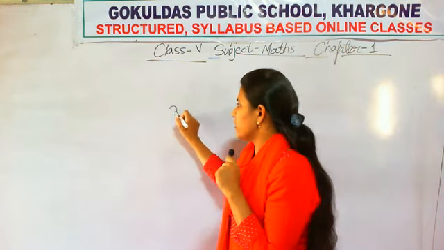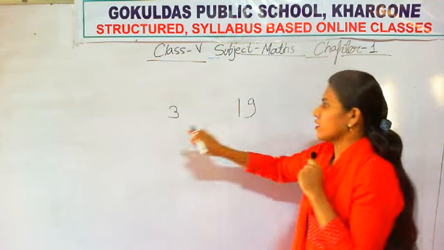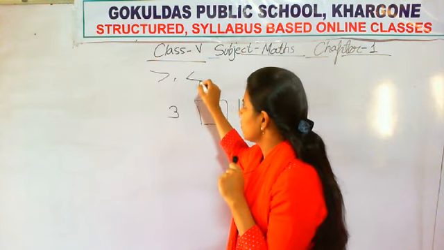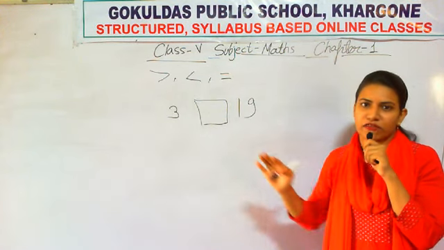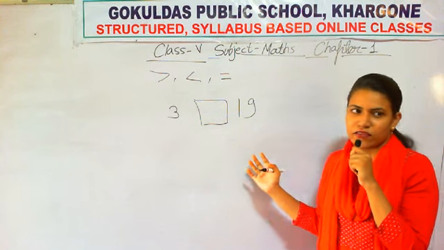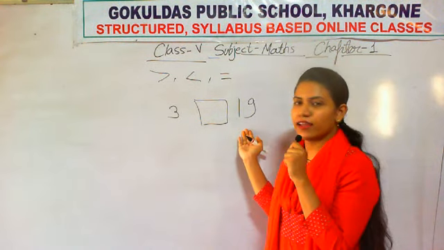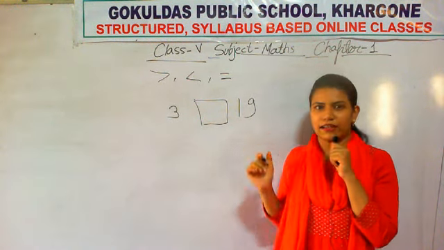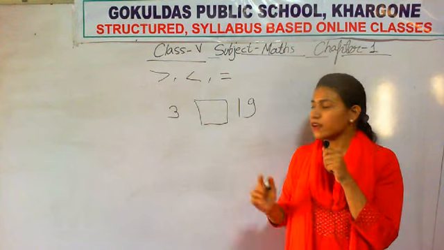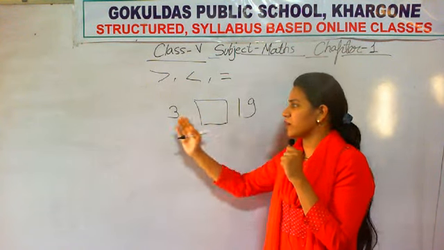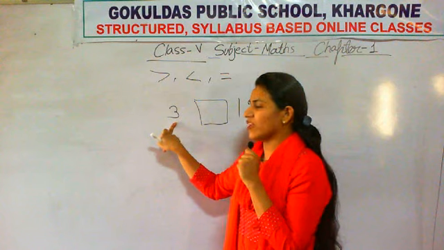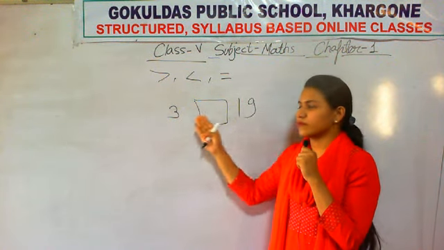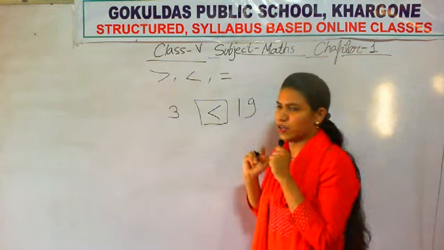Suppose I write the numbers 3 and 19. Can you compare these numbers using these symbols? Which one is greater? Obviously you will say 19 is greater. How can you say that 19 is greater? Here the comparison you are doing is between digits. 3 is only a one digit number and 19 is a two digit number. So that's why 19 is the greater number.